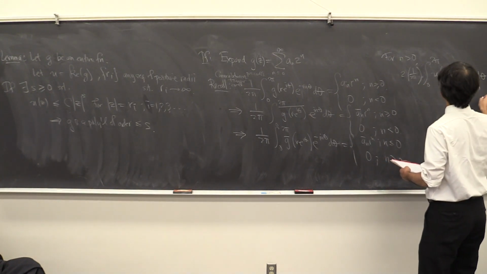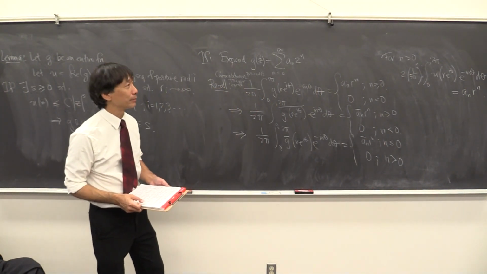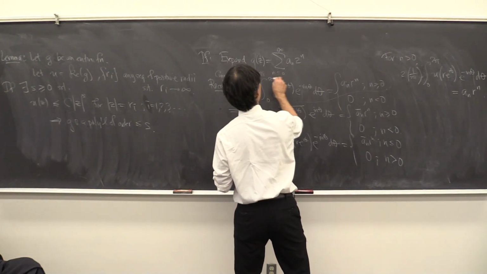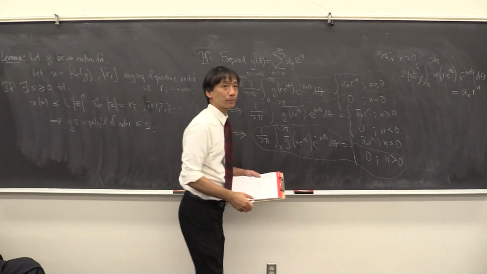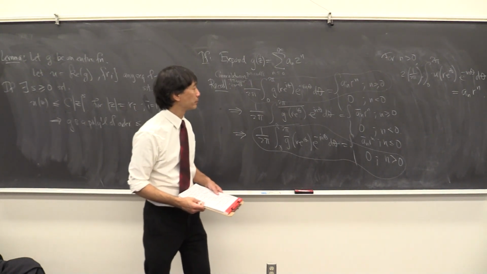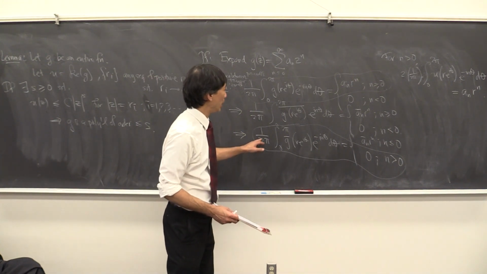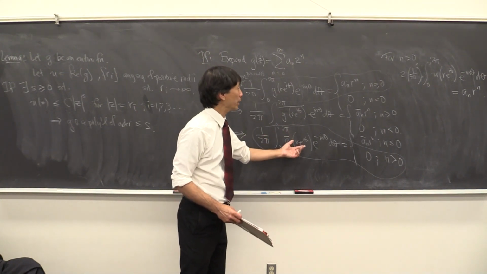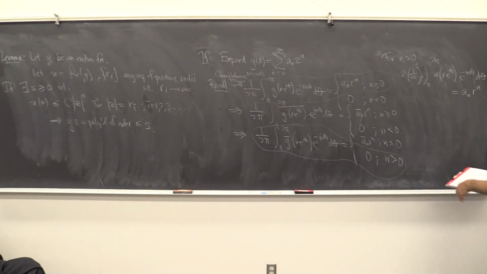Equals a sub n r to the n. Right? Because I took this guy, and then I added it to this guy. And you end up with 1 over 2 pi times the integral of g plus g bar, which is 2u, evaluated this. So you get the Fourier coefficients of u. Well, twice them.